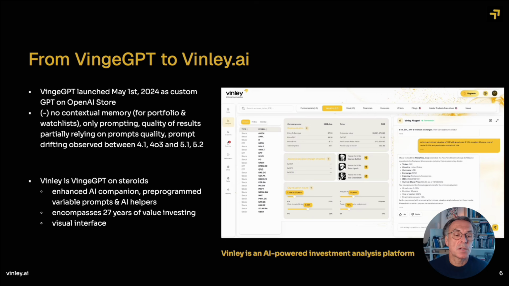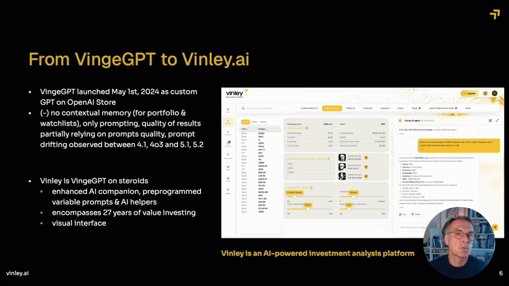Also, the quality of results was partially relying on the quality of the prompts. We observed this from our users in the first version, WinGPT, before Vinley.ai. I have a tendency, because I also did prompt engineering courses, to try to be specific when I write prompts, but a lot of people don't know exactly how to write prompts, at least today in 2026. So this is also a reason why we said, maybe in Vinley.ai we can send prompts to the AI agent, but the prompts are already pre-written by us.